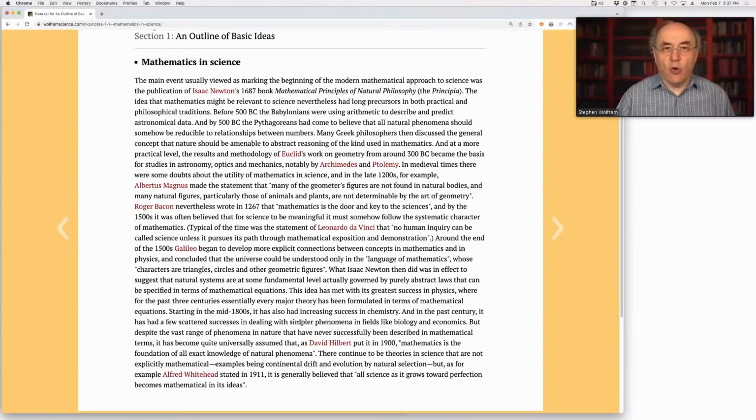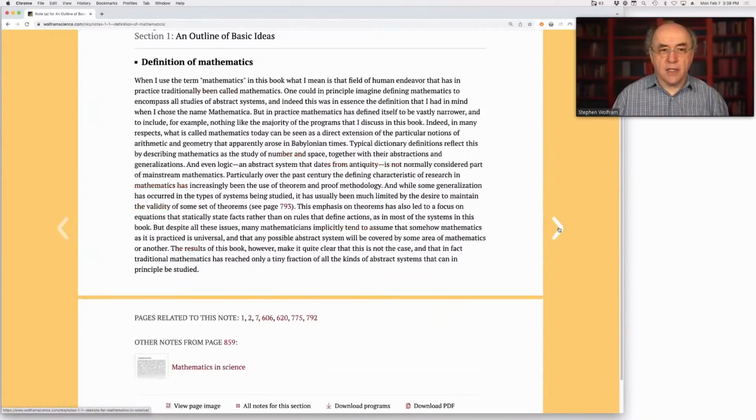Alfred Whitehead, co-author with Bertrand Russell of the Principia Mathematica, Foundations of Mathematics books in 1910 or so, said that all science, as it grows toward perfection, becomes mathematical in its ideas. Now, to be fair, given computation, which was not a thing in his day, he might nowadays have said, all science as it grows towards perfection becomes formal and theoretical in its ideas. And he might have intended that to encompass ideas of computation. But as it was, he talked about mathematics, and as mathematics evolved, it didn't pull in other kinds of things.